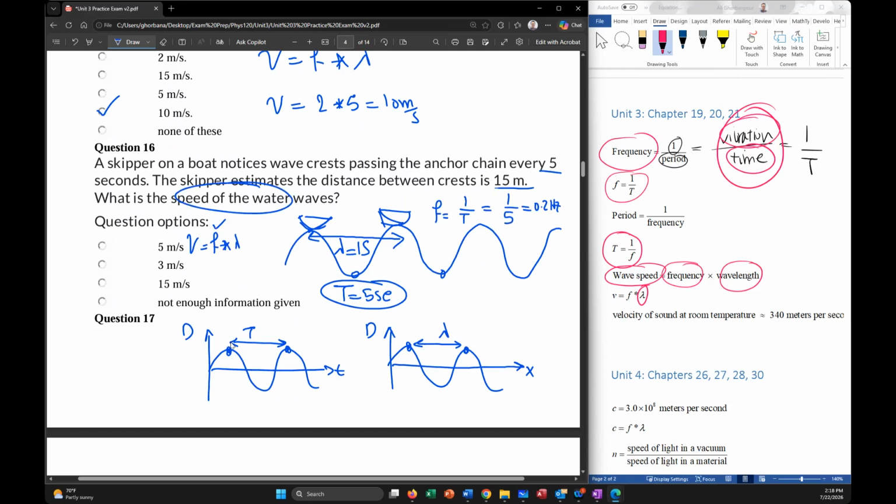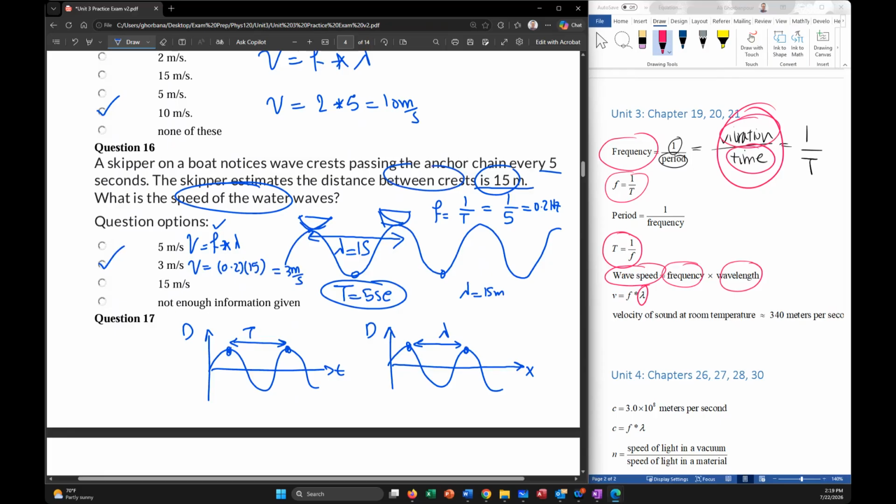And I already have the lambda, which is given. The distance between two crests is going to be lambda, which is 15 meters. So I just plug into this formula, 0.2 times 15. When you multiply these two, 15 times 0.2 is going to be 3 meters per second. Any question about this problem?